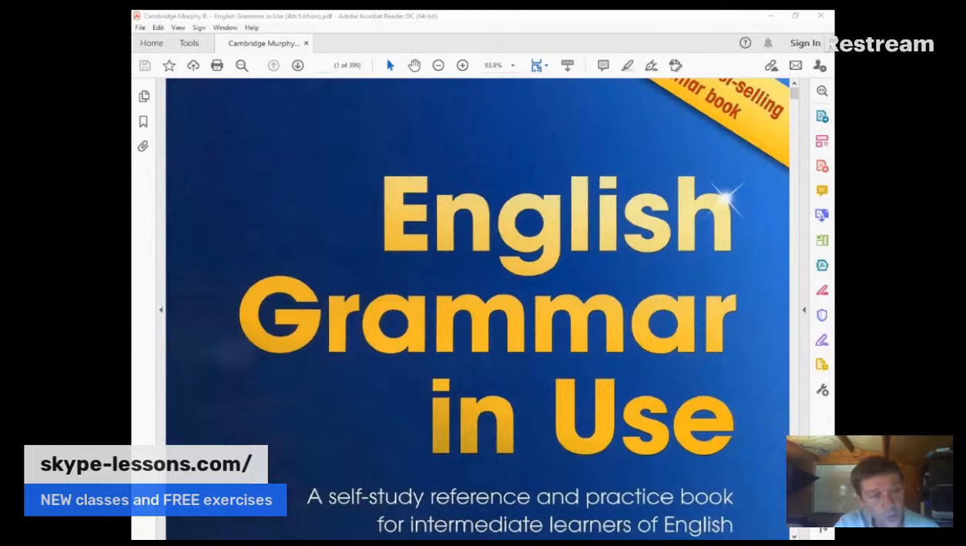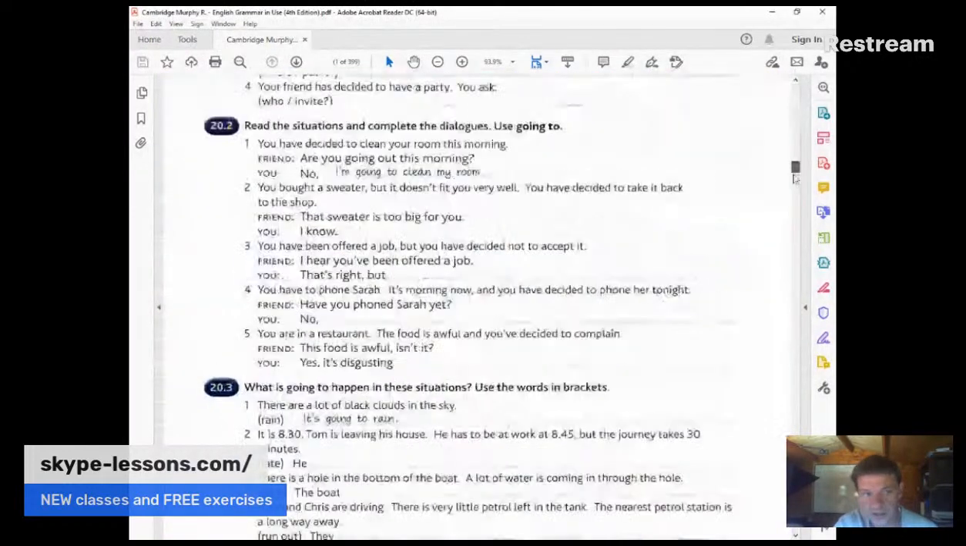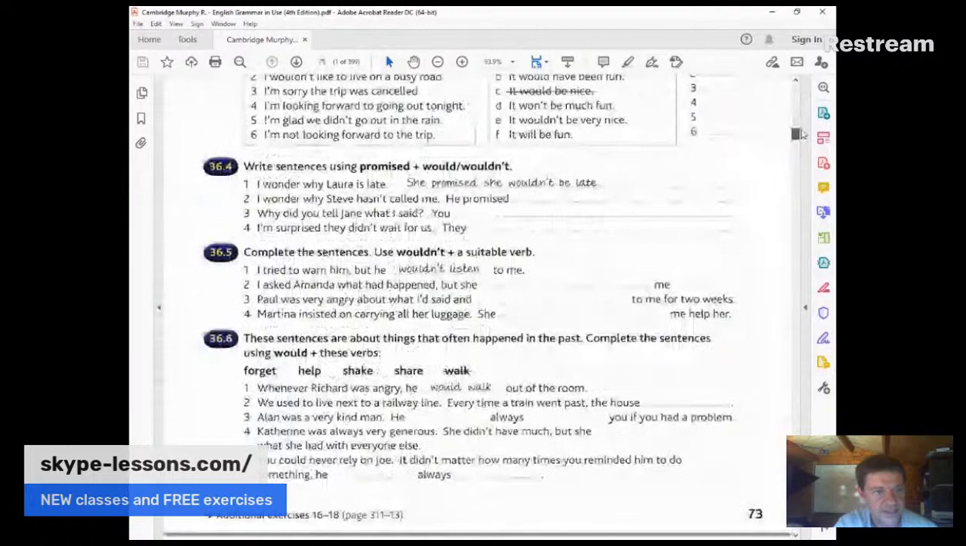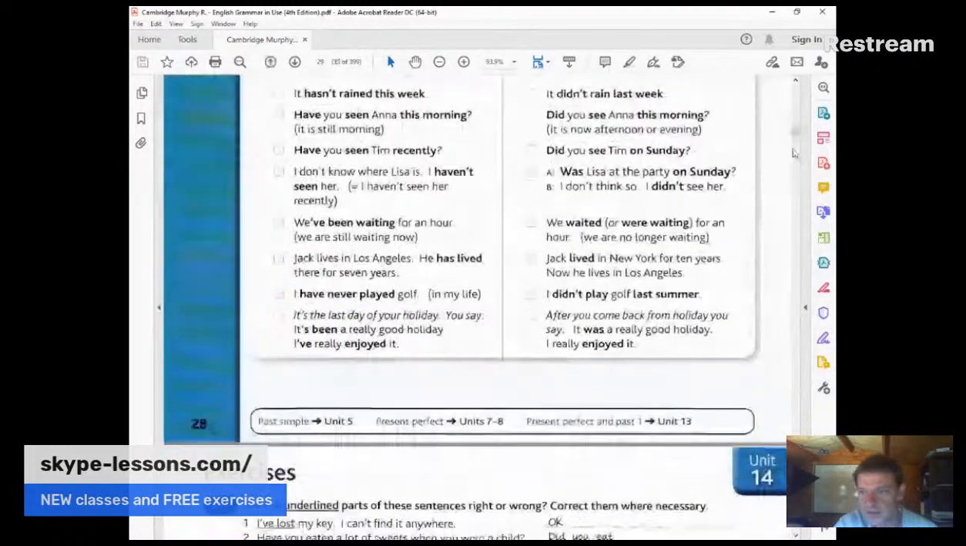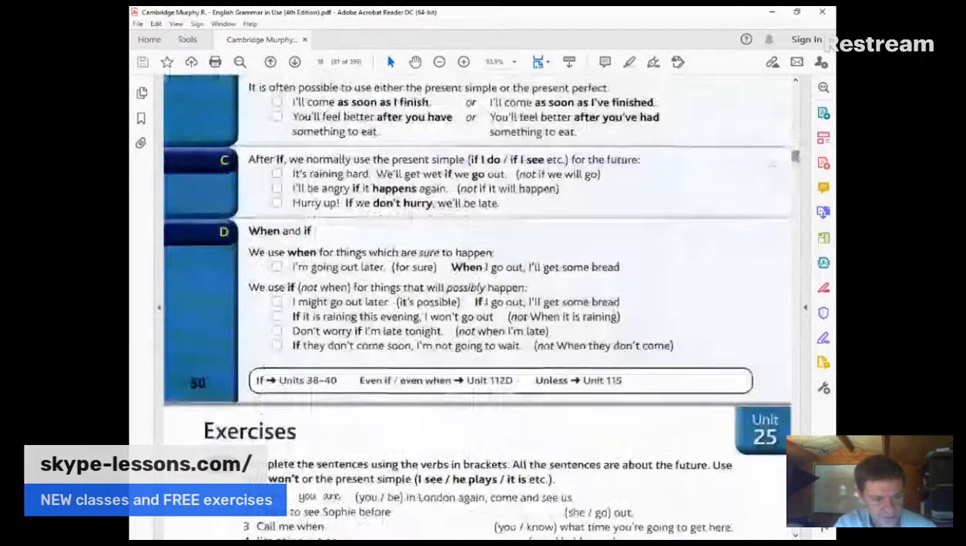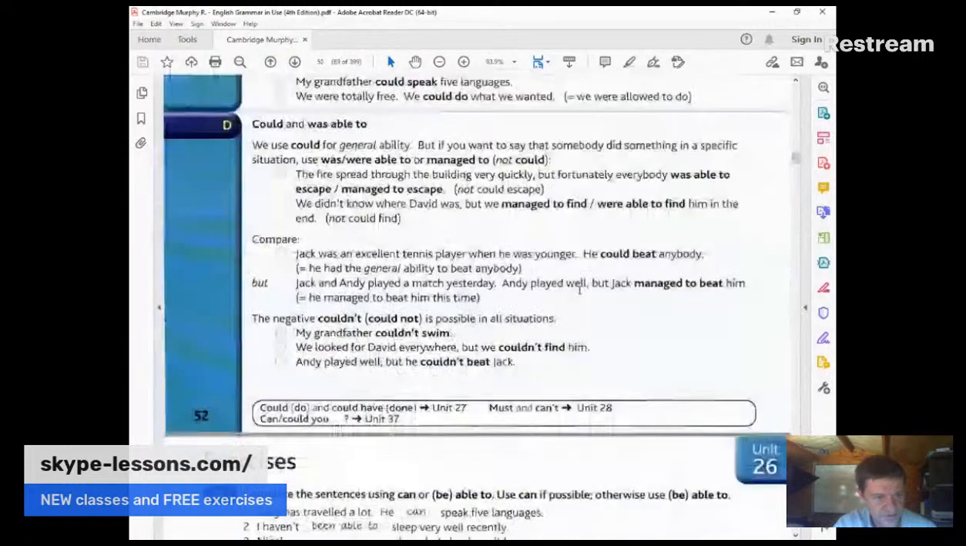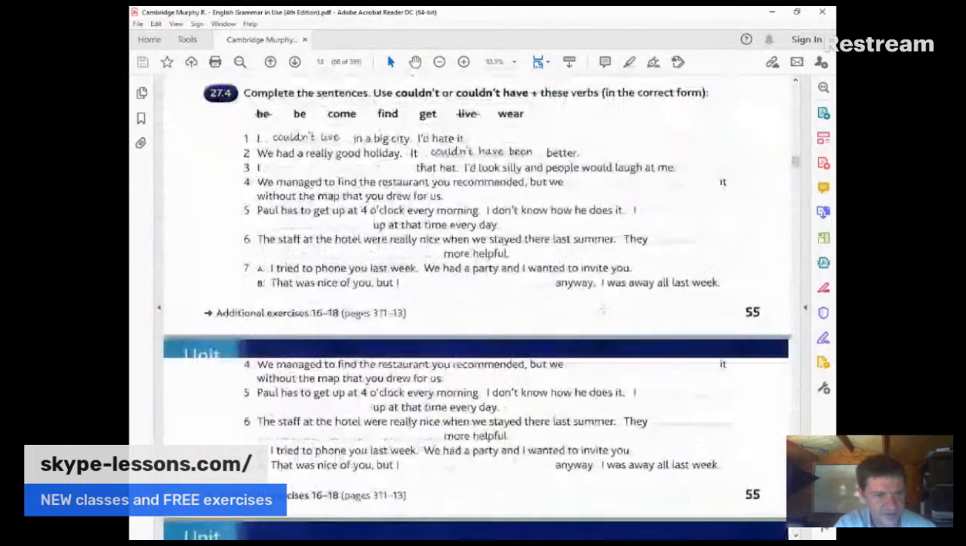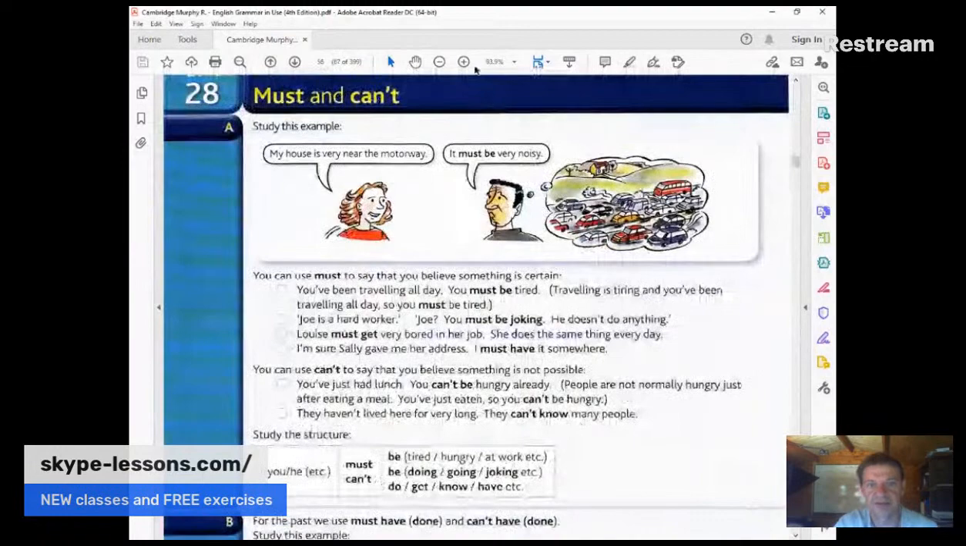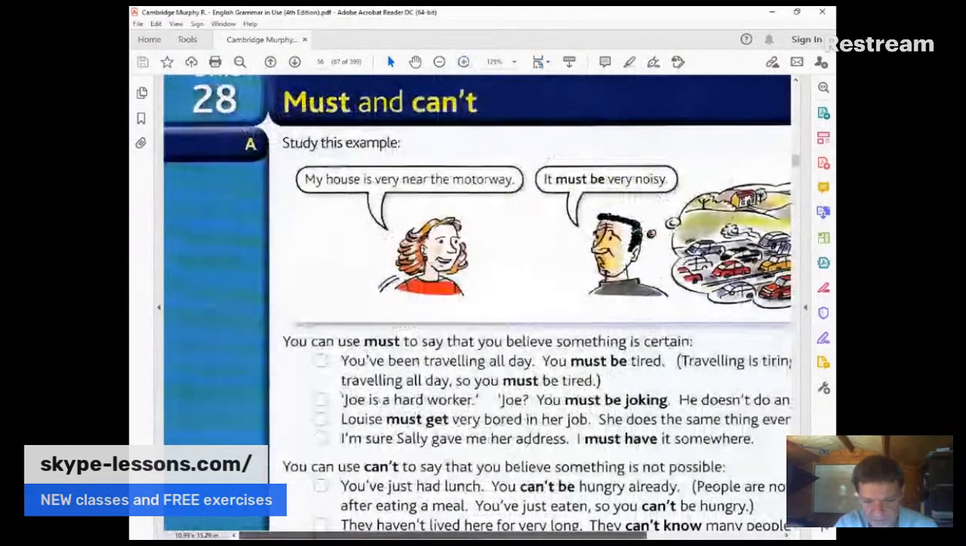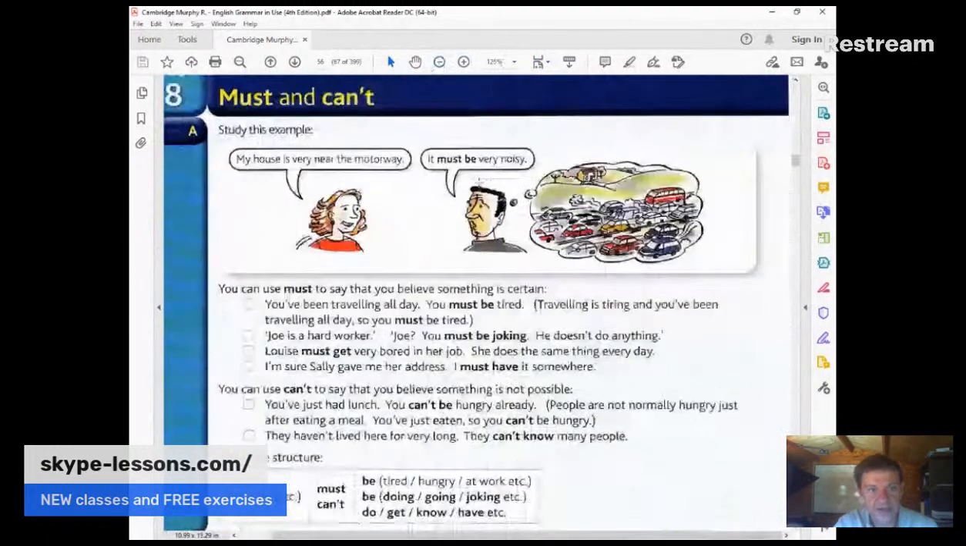To do that, I think we ought to look at must and can't, which is on section 28, I believe. Let's have a look. Section 25, 26, 27, 28. Is this must and can't? It is indeed must and can't. Let's get it a bit closer. Perhaps that's a bit too close, a bit further away.